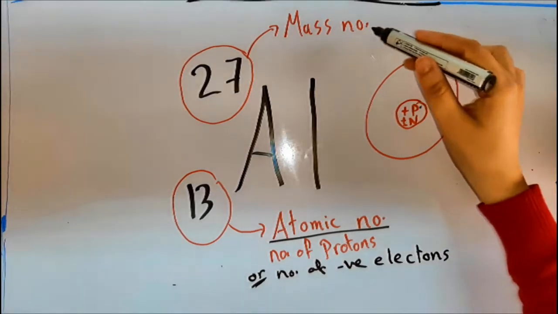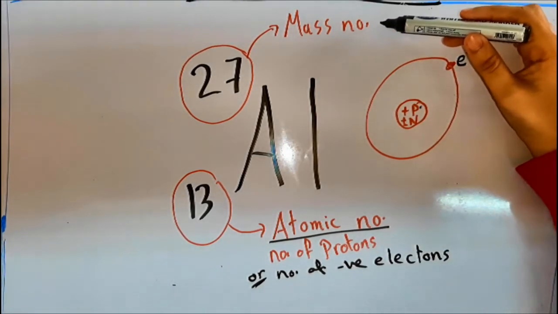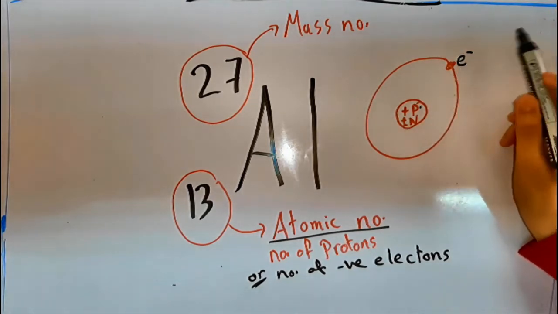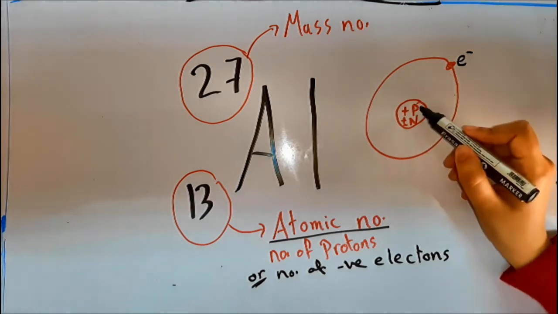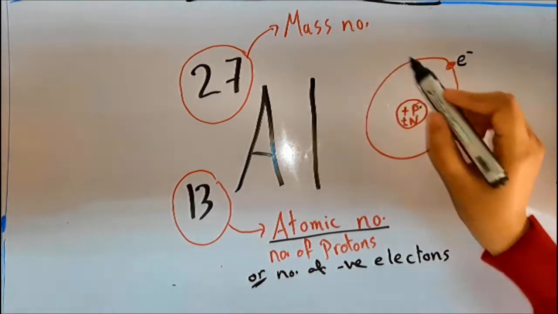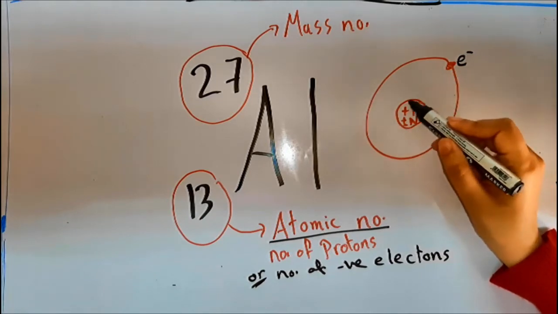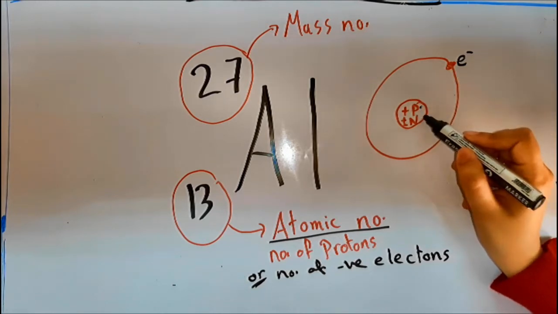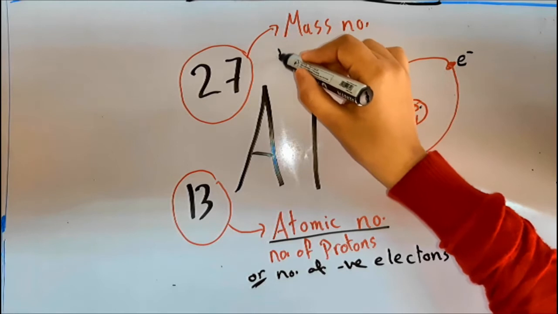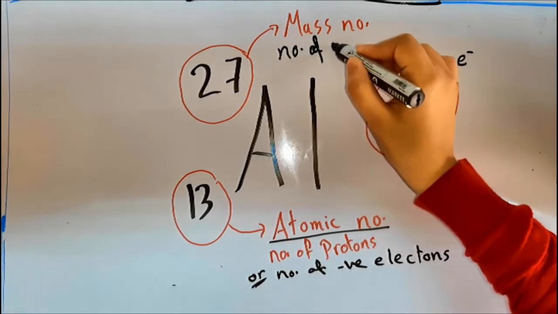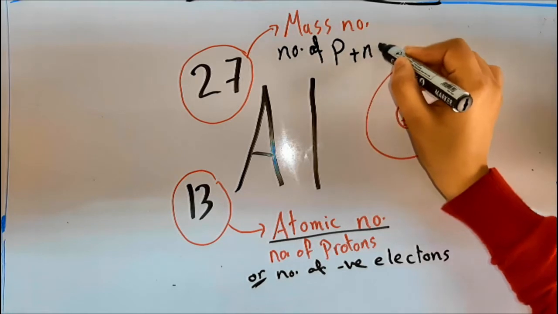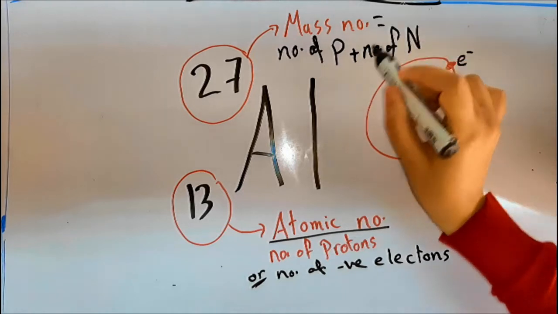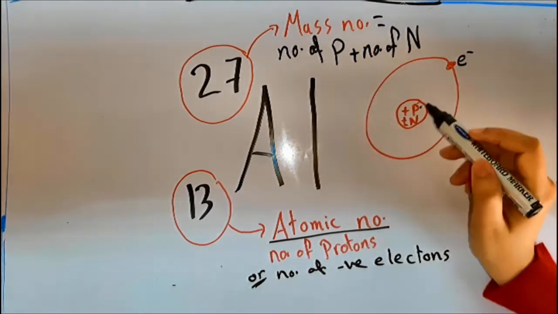But what is the mass number? As we studied in the last lesson, the mass of the atom is concentrated in the nucleus because the mass of electrons is negligible relative to protons and neutrons. So the mass number is the mass of what's inside the nucleus. It's the mass of protons and neutrons only. The mass number equals the number of protons plus the number of neutrons.